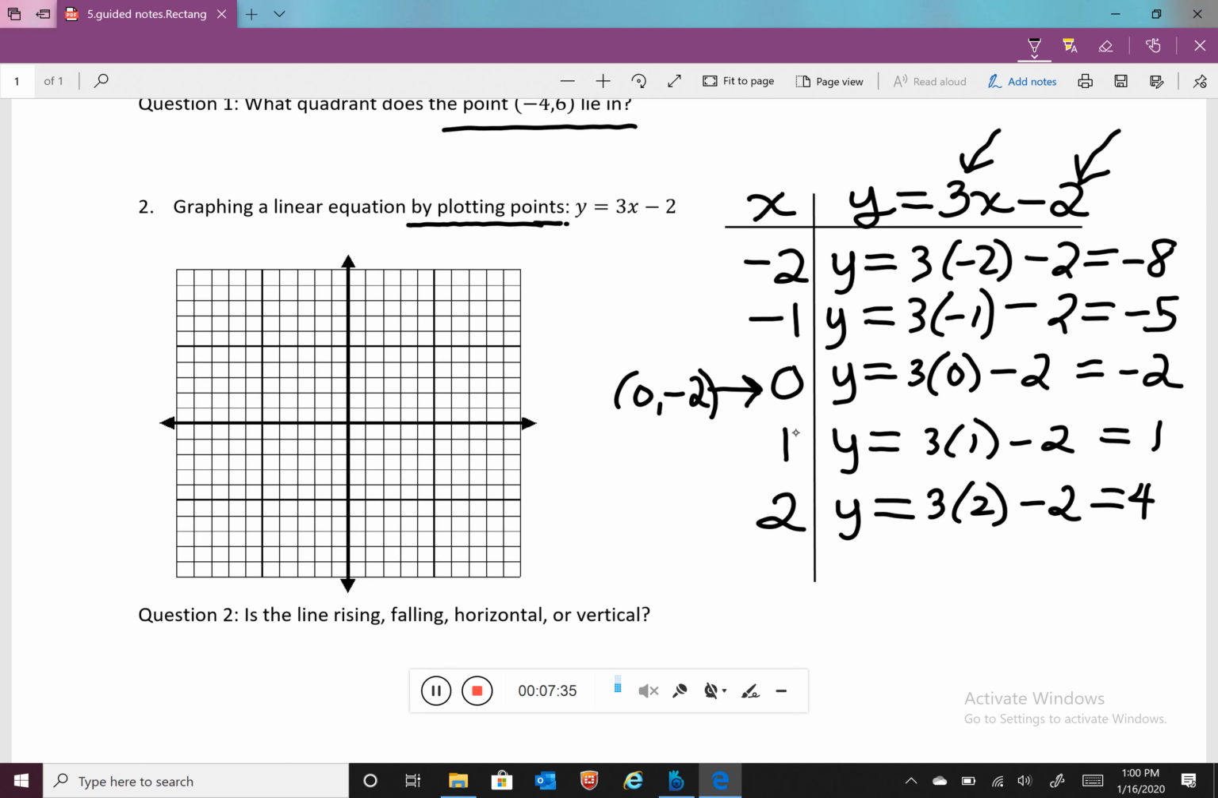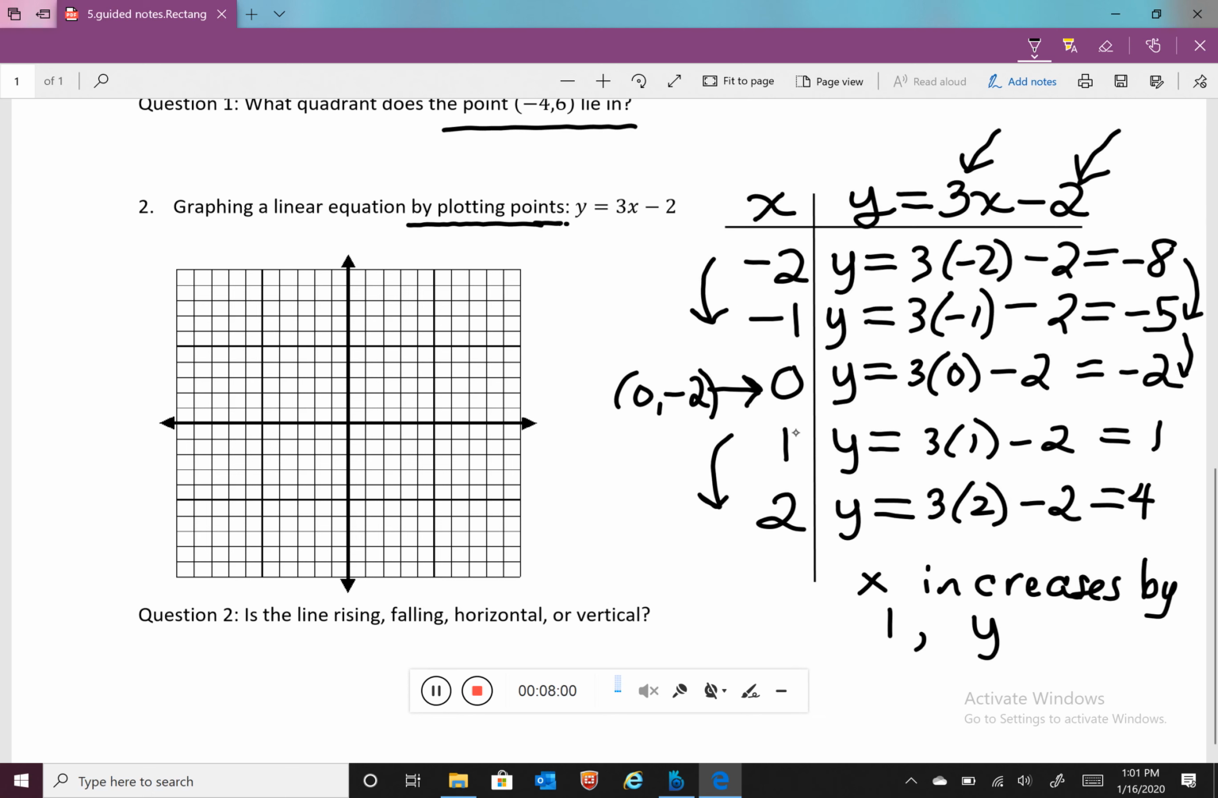Now, before we plot these points, I do want you to notice that as X is increasing by 1, so X increases by 1, what happens with Y? Y is changing as well. What happens each time? As X is increased by 1, what happens with Y? And I want you to think about that.